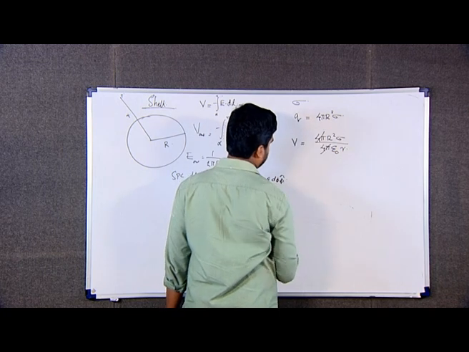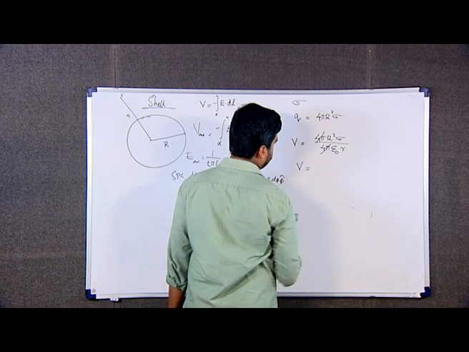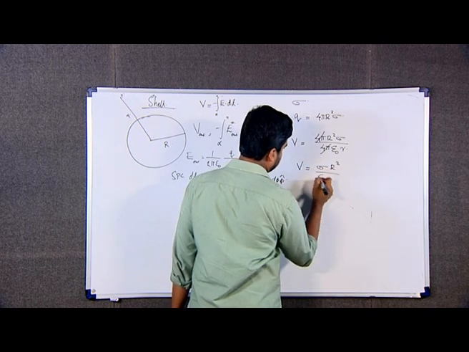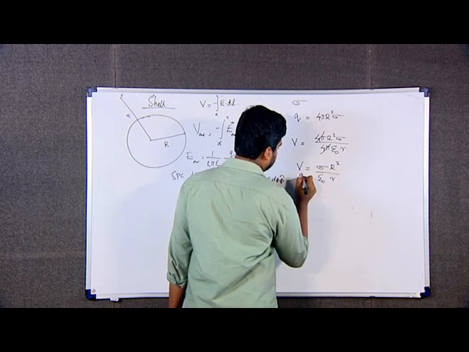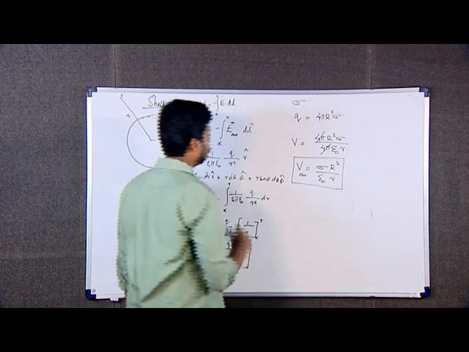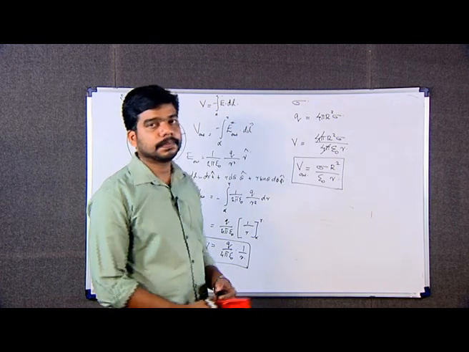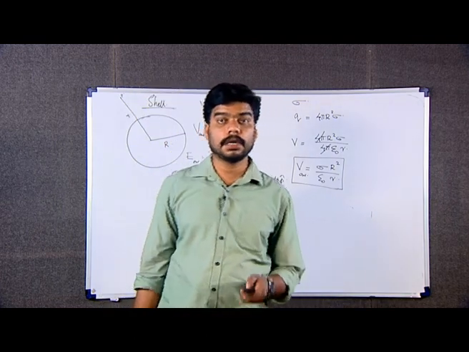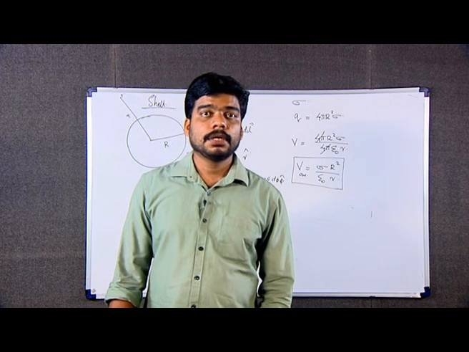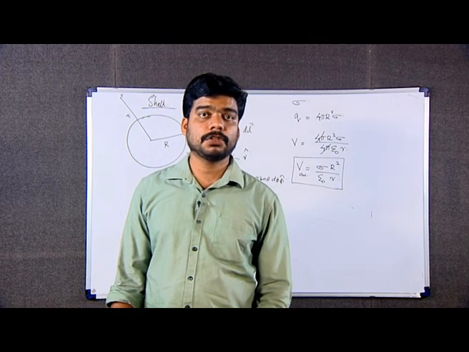4 pi and 4 pi will go, and we will get V equal to sigma r square by epsilon 0 r. This is the electric potential produced outside the shell at a distance r from the center of the shell. What about the potential on the surface of the shell?